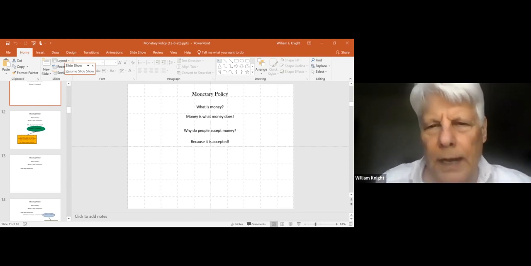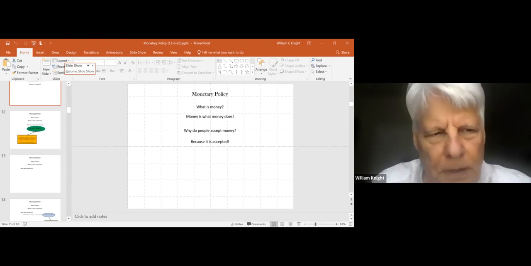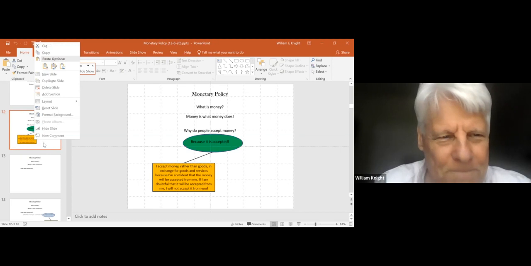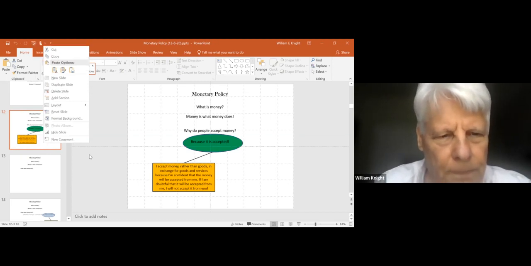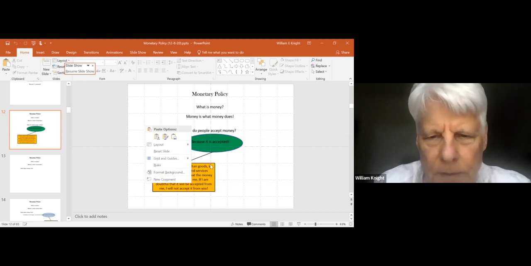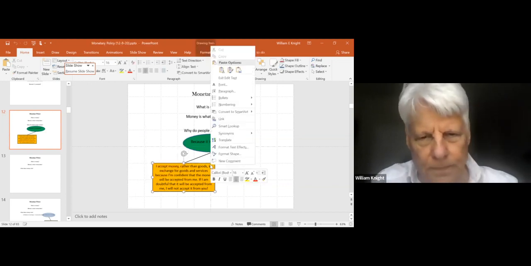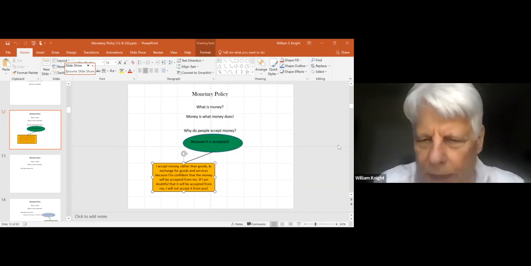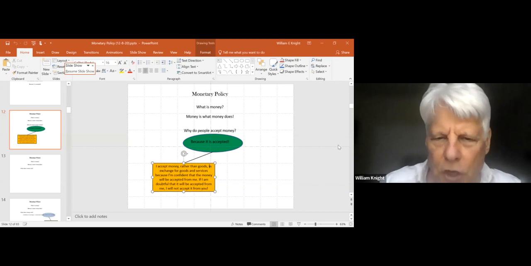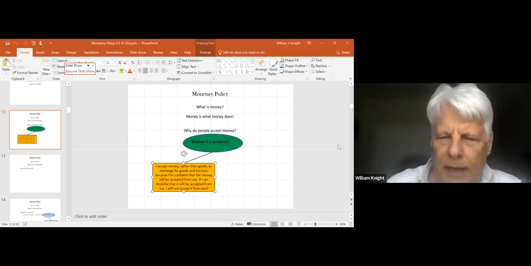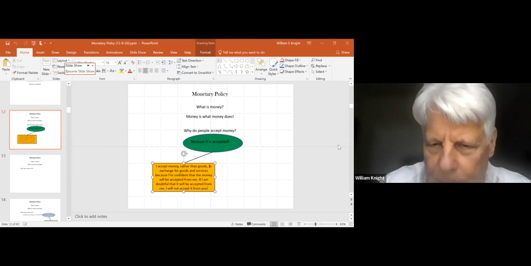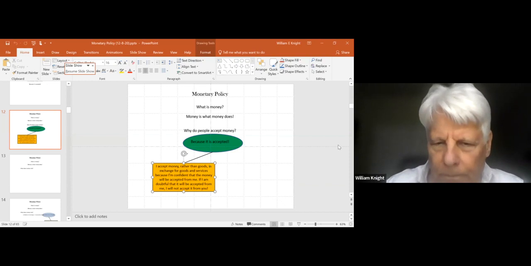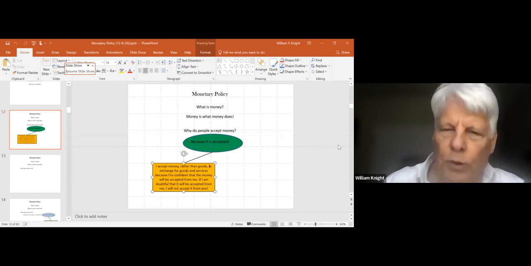So money is what money does, and money is accepted because it is accepted. I hope this is starting to make sense. Even I'm starting to understand it. All right. Now here's the explanation. I don't know what's going on here. I accept money rather than goods in exchange for goods and services because I am confident that the money that I accept from you will be accepted from me. That's why I accept your money. And if I am ever doubtful that it will be accepted from me, I will not accept it from you.